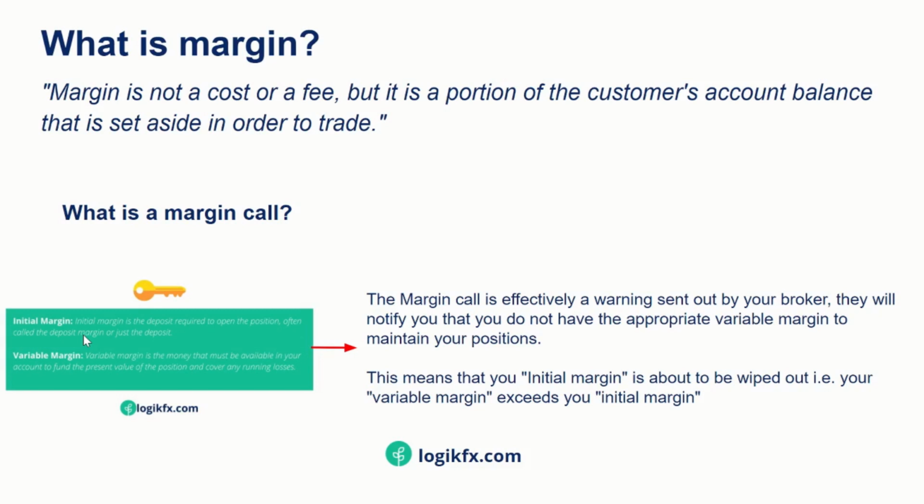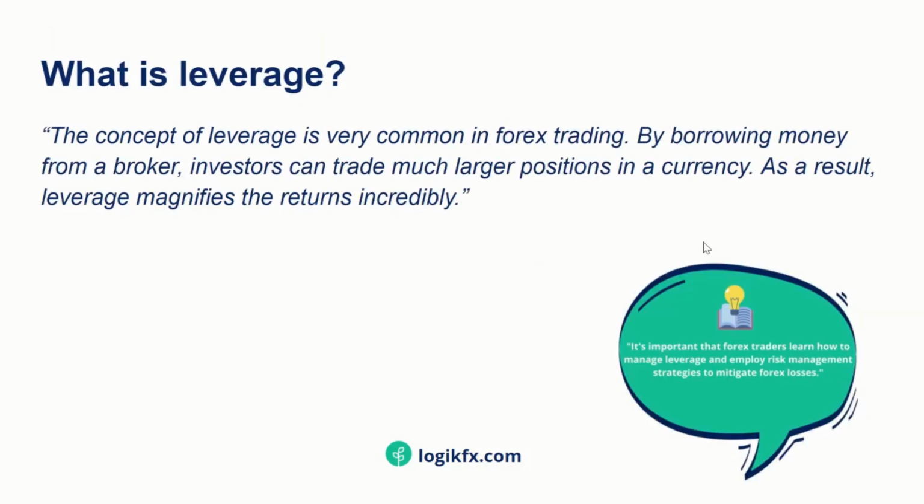And once your variable margin exceeds your initial margin, so the money you need to cover exceeds the money you actually have, that is when you'll get what's called a margin call, and that is effectively a warning sent out by your broker. They will notify you when you don't have the appropriate available margin to maintain your positions. I think they'll notify you, they'll ask you to put more money in. If you don't, they will close your positions, and you either will be in debt or you will just have no money left. So let's get on to leverage.